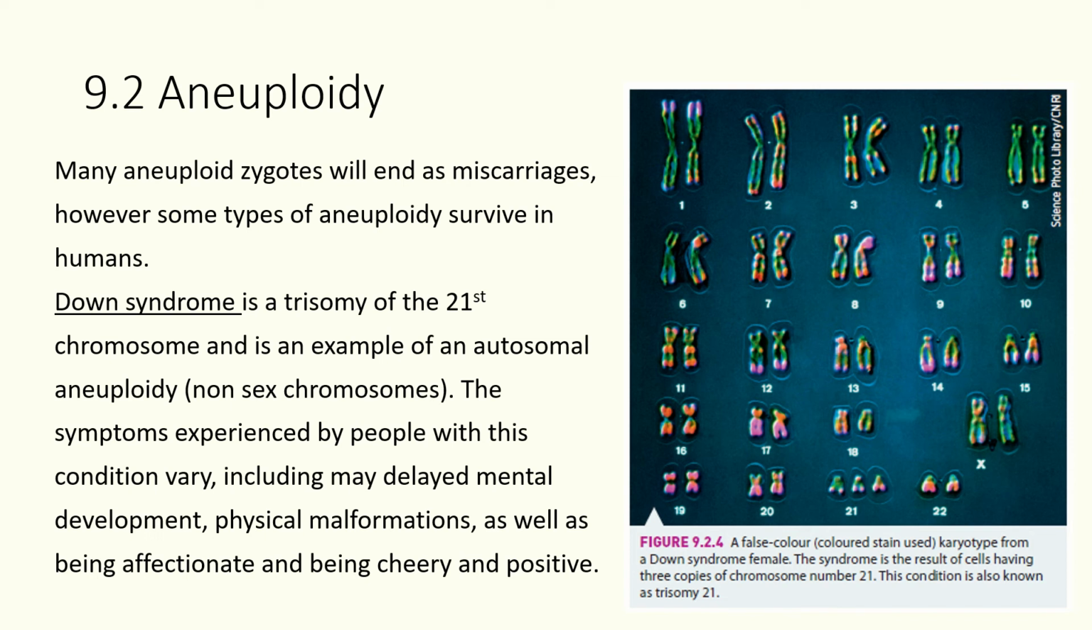Down syndrome, as I said, is probably the most well-known. Trisomy of the 21st chromosome, so trisomy 21, as it's often known. It's when we have aneuploidy of our non-sex chromosomes, because 21 is one of our somatics. There are a huge variety of different symptoms we can see here, and they do vary from person to person with Down syndrome. But delayed mental development and physical malformations can also be an example, and probably the most obvious ones.